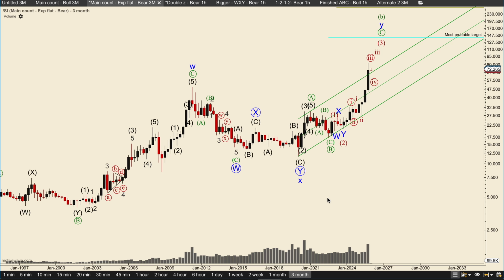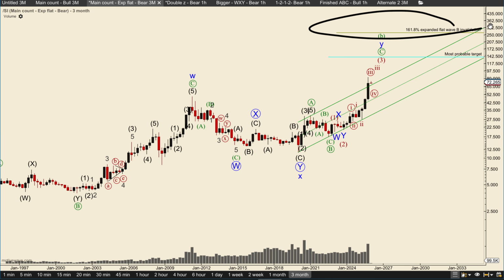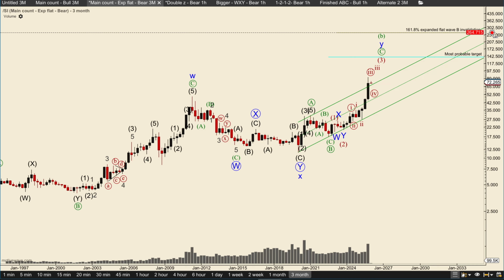The only issue here is that we have a lot of 1, 2, 1, 2s, and then we need to have 3, 4, 3, 4, and so on, and not touch the 161.8 expanded flat wave B invalidation. That is here at 264. So the issue, as I mentioned, is 1, 2, 1, 2, 1, 2, meaning that we need to have 3, 4, 3, 4, 3, 4, 4, 5, 4, 5, and so on without reaching this top, which can be a challenge because we haven't really got any 4, 5s so far. So that is something to look out for.